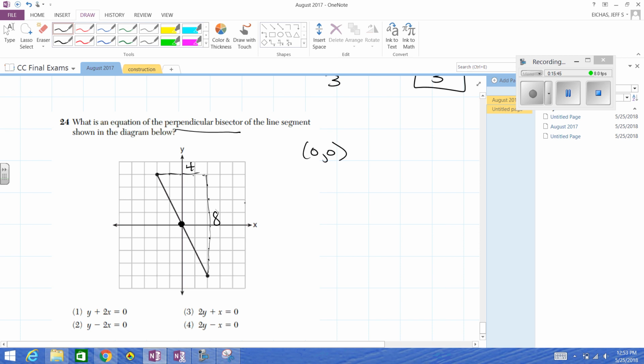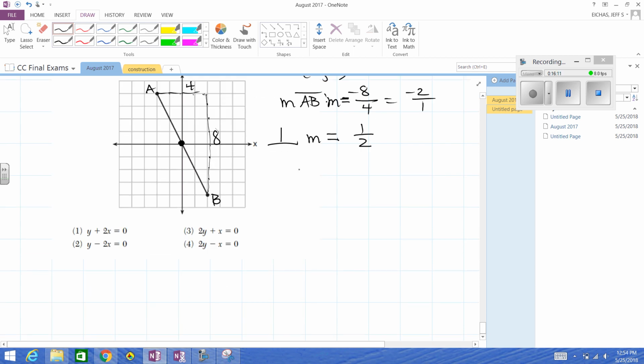Now, the key is the slope of, I'm going to call it segment AB. Currently, the slope of AB is, I've got a change in y of negative 8, okay, and a change in x of 4, so it's going to be negative 2 over 1. A perpendicular line has to have a slope equal to 1/2. So I need a line whose slope is 1/2 and y-intercept is 0. Now, none of these are of that format. Okay, maybe I could double everything, and maybe I could subtract this over.